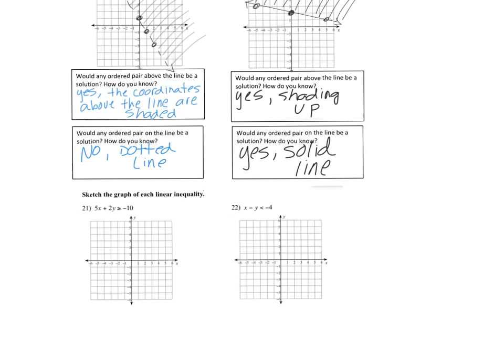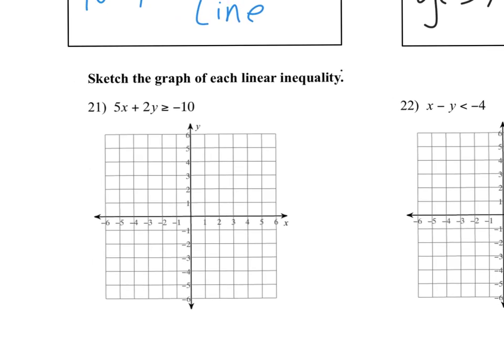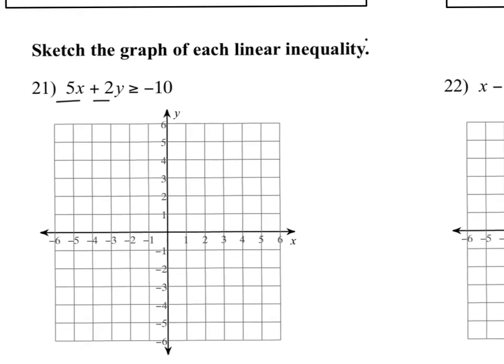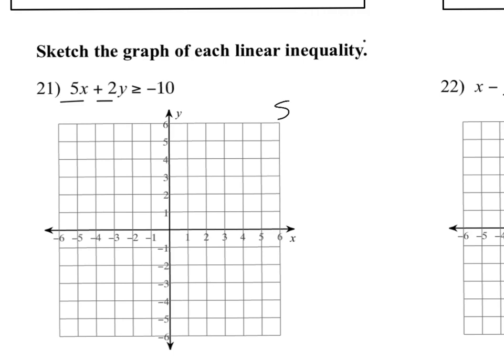So the other two, personally, number 21, I would graph by intercepts because I see that the 5 and the 2 very easily divide into the 10. If you choose to switch it into slope-intercept form, that's fine, you do you. Whatever works for you. As long as you get the right answer, I couldn't care less.